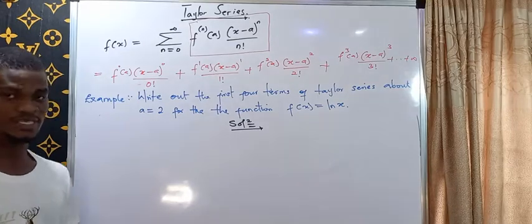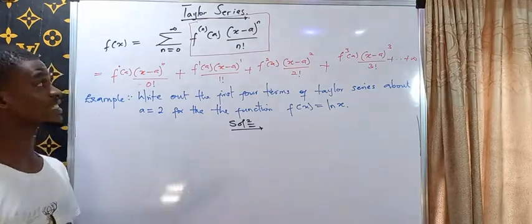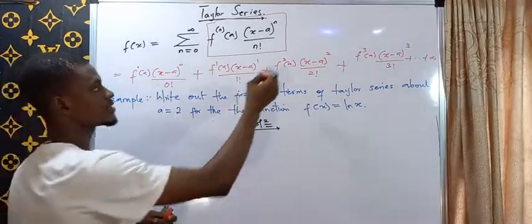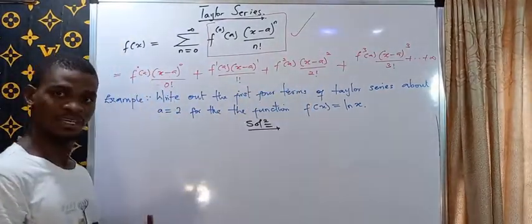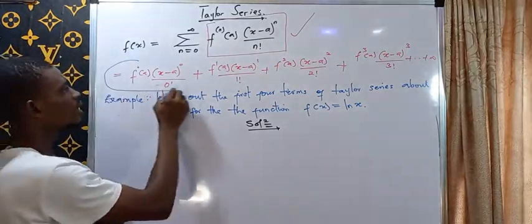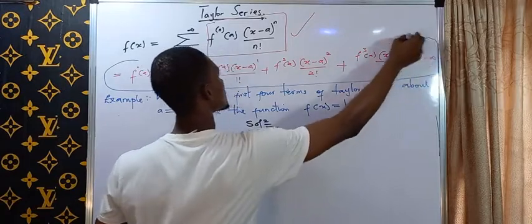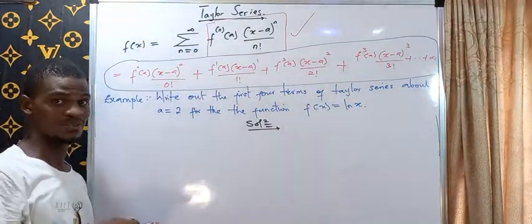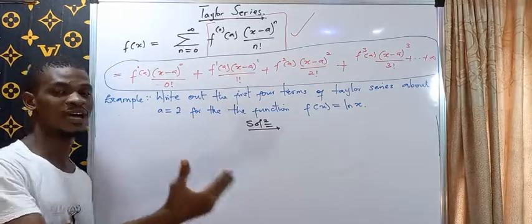Okay, let's go into an example. We've been able to understand the concept of Taylor series, the definition, the formula, and breaking down the formula. Now we've been able to break down the formula, now let's use it to solve an example.